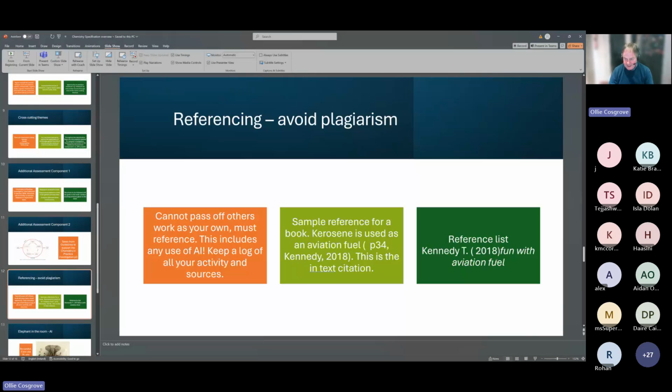And then in our reference list, we have Kennedy T, Tony Kennedy maybe, published in 2018, and in italics, the name of the book was Fun with Aviation Fuel. Now, obviously, all of that's just made up, but that's how we do our references. And they also give examples of referencing a newspaper, a website, even ChatGPT. They give examples of all of that in the guideline document. So that's well worth having a look at.